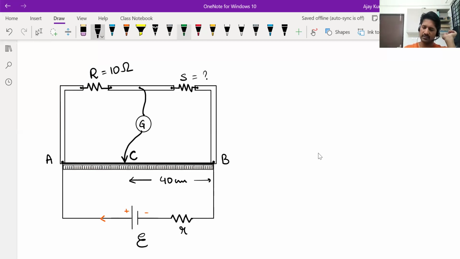When it is like this, we see that the current in the galvanometer is 0. In exam questions, they write it this way: the galvanometer shows no deflection when the jockey is connected at so and so length. Okay, showing no deflection means there's no current passing through it.